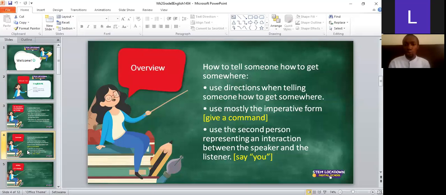Then you mostly use the imperative form of words. That is, as if you are giving a command. When you are directing a person, you can't say it as if you are asking for permission. You can't say you can turn left if you want, you can turn right if you want. And then you also use the second person to represent an interaction between you as the speaker and the person who listens. Stick with me and then we'll understand how this goes.